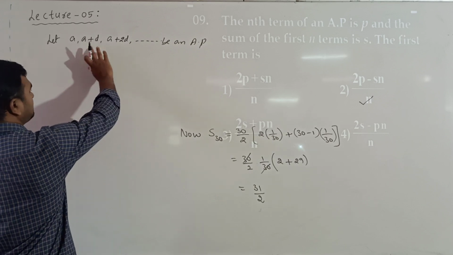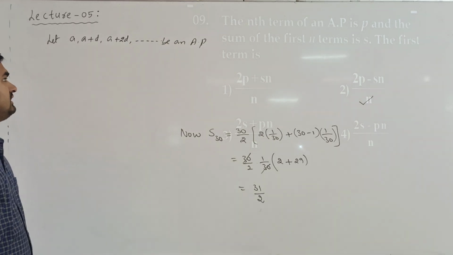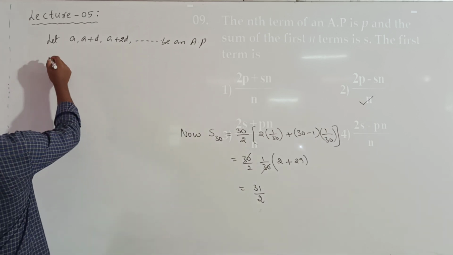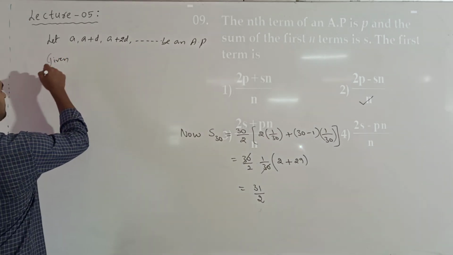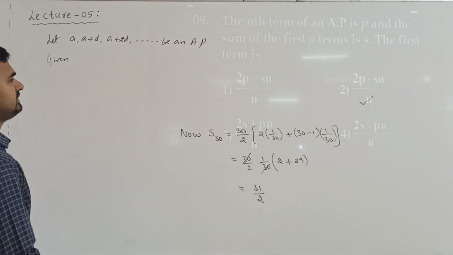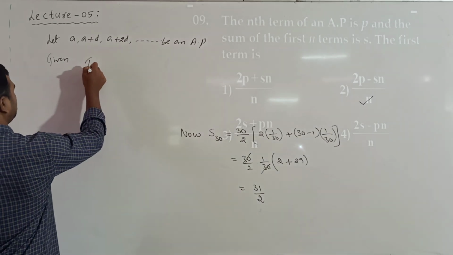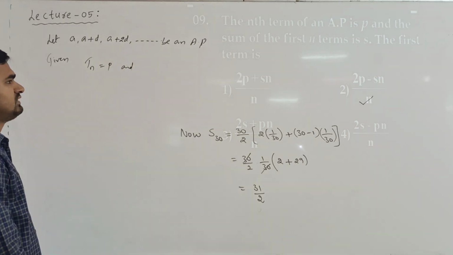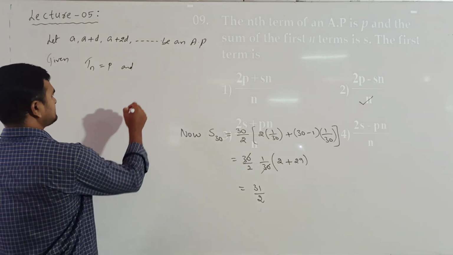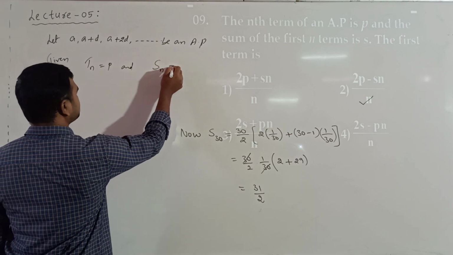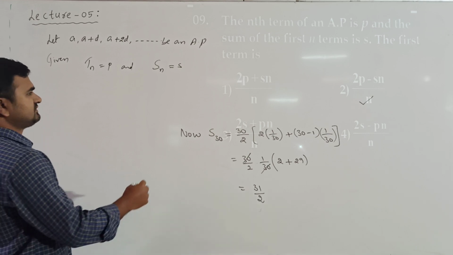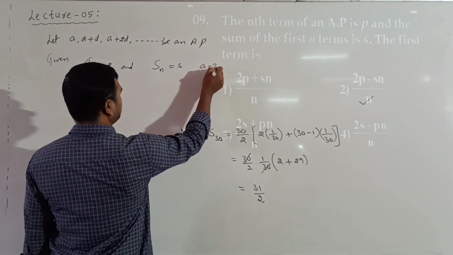Now again let us consider the arithmetic progression in standard form: a, a plus d, a plus 2d and so on. So here what is given? Given that the nth term is p, that is Pn is p, and the sum of the first n terms is small s, that is Sn is s. Now we have to find the first term. So what is the a value?